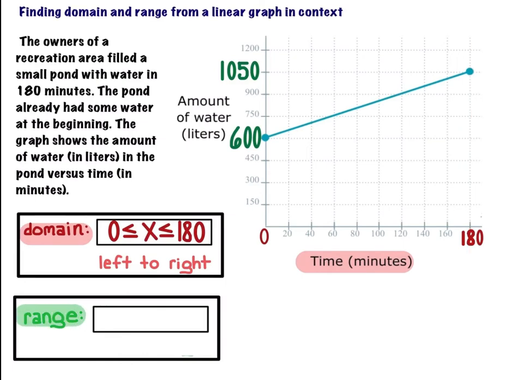The range refers to the possible y values. In this case, the amount of water in liters. The y-axis runs from bottom to top, or low to high. So to determine the range, I'm going to look low to high.